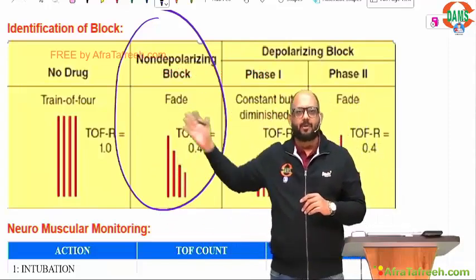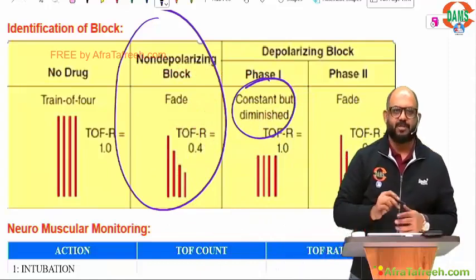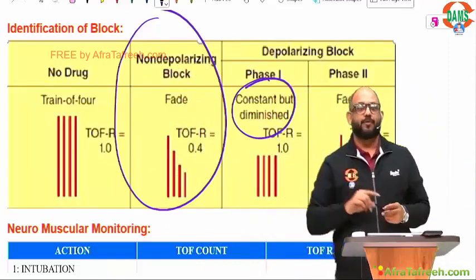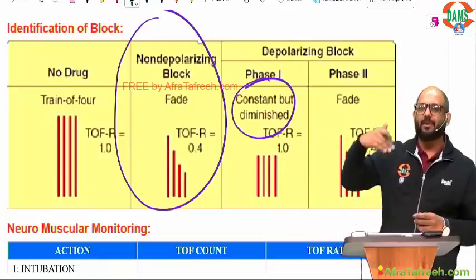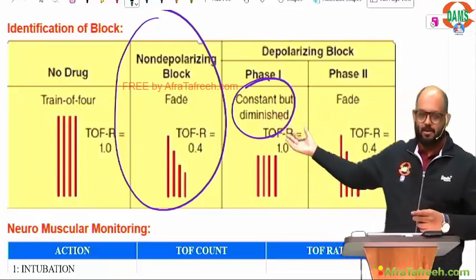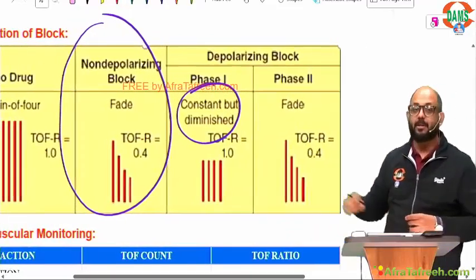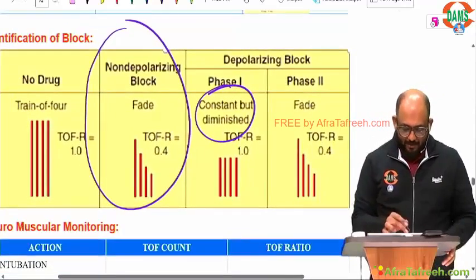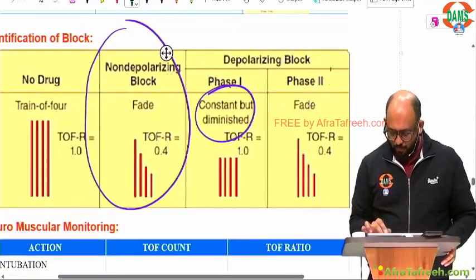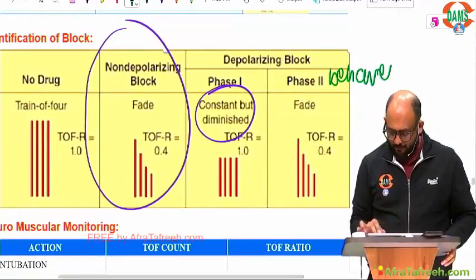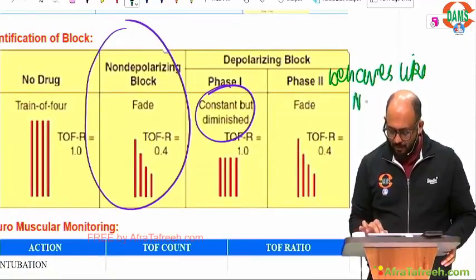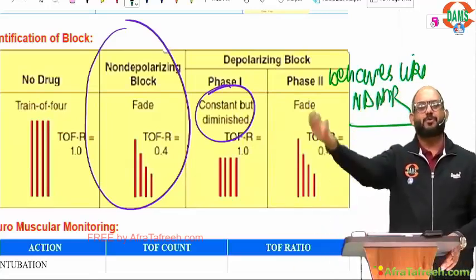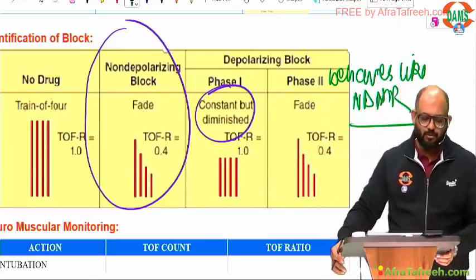Now DMR, you see constant but diminished twitch height. But with phase 2 block of scoline, when you give an excess dose of scoline, it causes a complication called phase 2 block, where you see fade. So fade is a feature of NDMR, and phase 2 behaves like NDMR. That is why you see fade with phase 2 block of scoline.